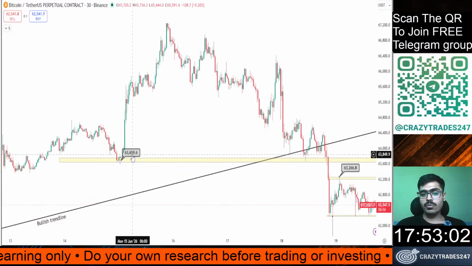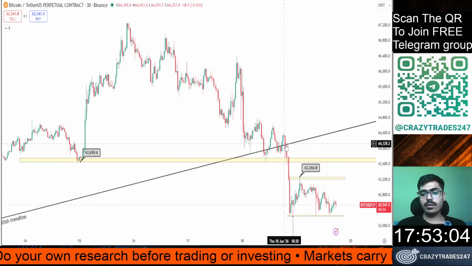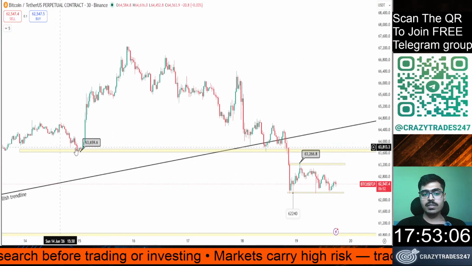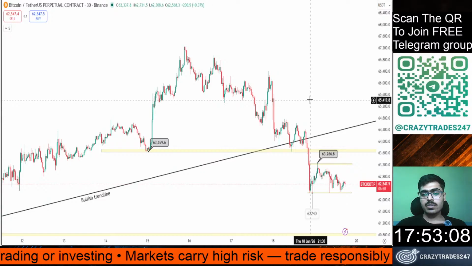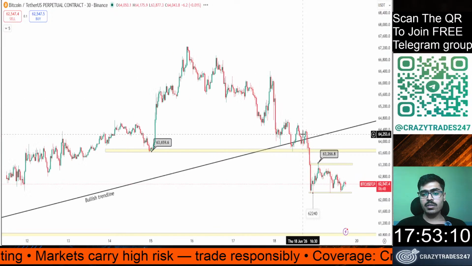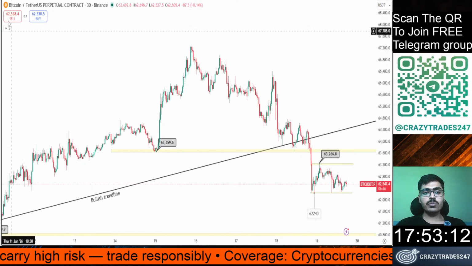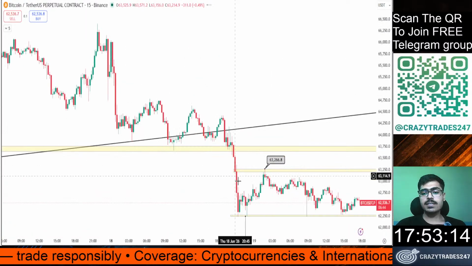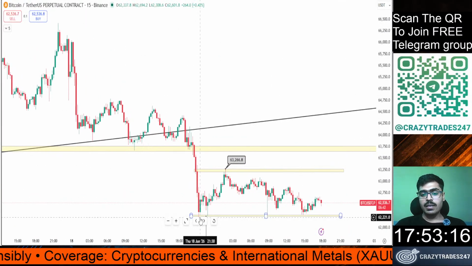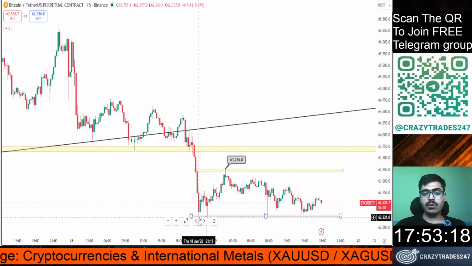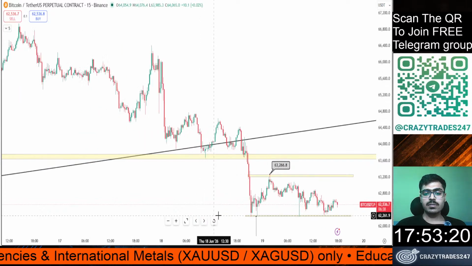63,660 was the support level, and after the breakout of this level, price has shown some really big down moves, following which price is now trading at its lowest point. This is the lowest point on Bitcoin in the recent past.